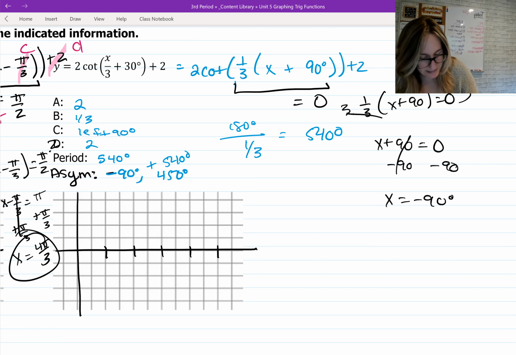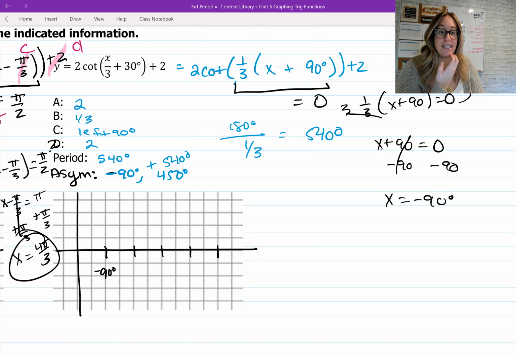Remember, if your problem is in degrees, I want you to graph it in degrees. If your problem is in radians, I want you to graph your function in radians. Please don't convert something in radians to degrees and then graph it using degrees. That's not what we're doing. Whatever units I give you in the problem, that's how you should graph your problem. So -90, and my next one is going to be at 450 degrees.